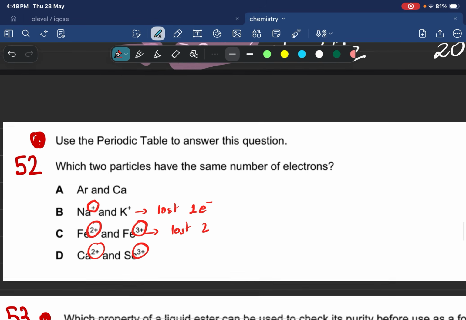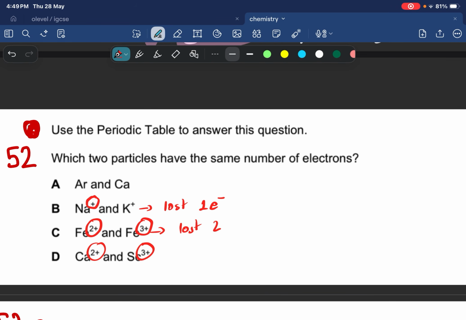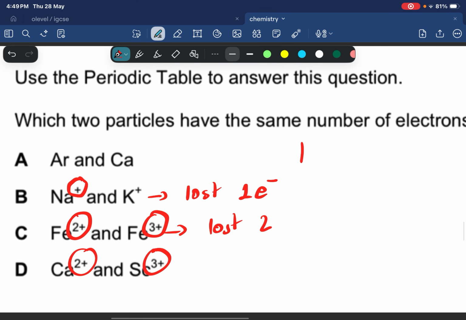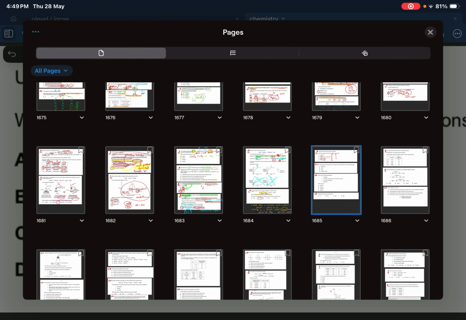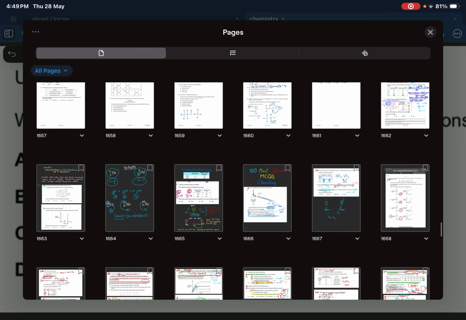You have to consult the periodic table. Argon, calcium, sodium, potassium. For some, I'll be able to do it myself. For argon, if you check the periodic table, I guess it's 18. For calcium, I guess it's 20. For sodium, it's 11 protons. But okay, I'm writing for the atoms first. For potassium, it's 19. For iron, it's 26. Okay, for calcium it's again 20, and for scandium, Sc, I would have to check it out.